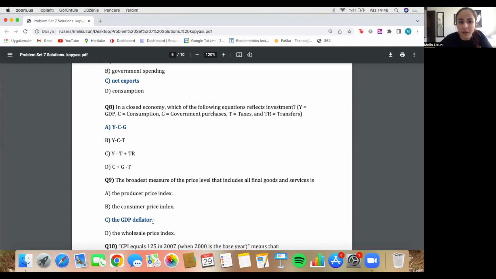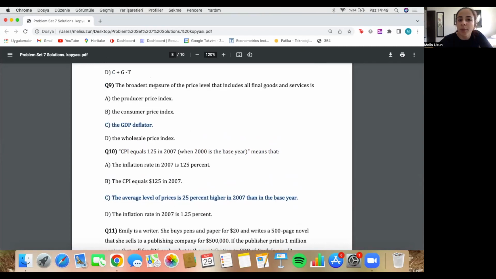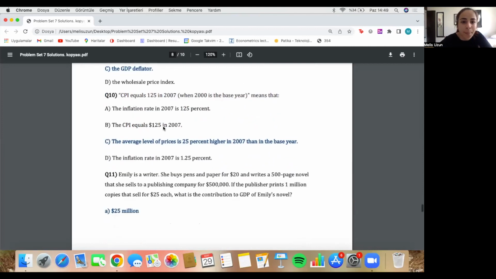So let's clear this up. The broadest measure of the price level that includes all final goods and services is the GDP deflator. It's the basic definition of the GDP deflator, so I'm not talking more about this question.